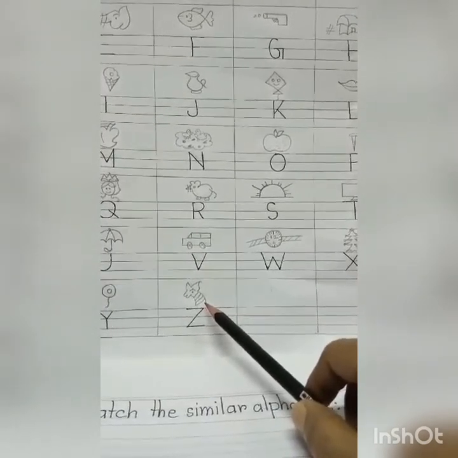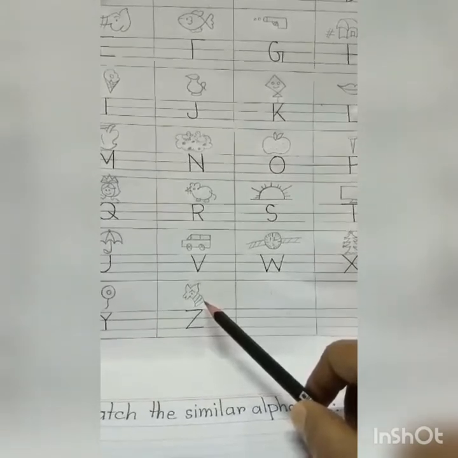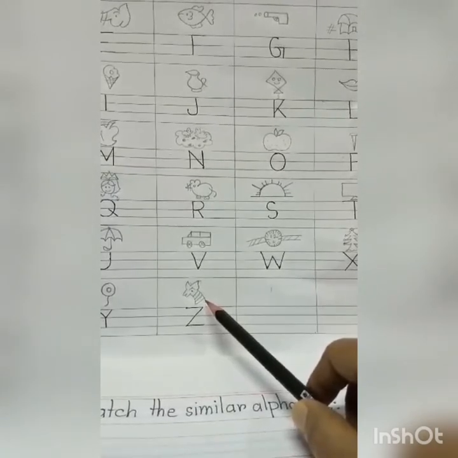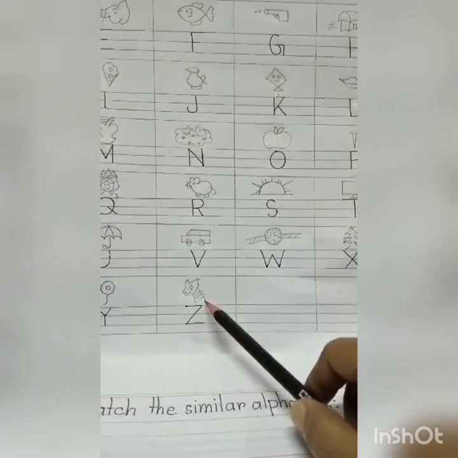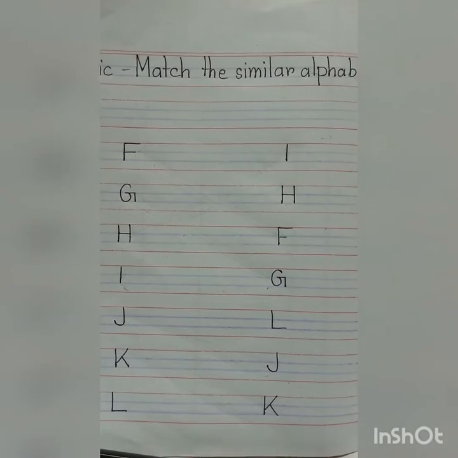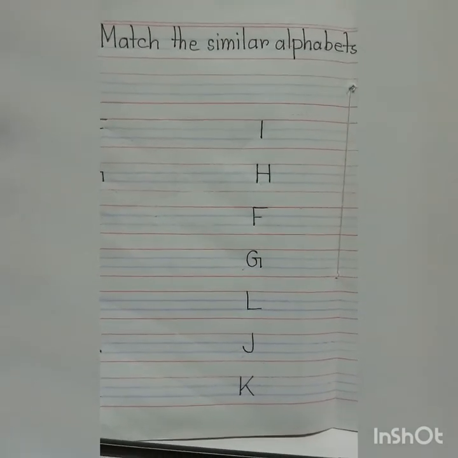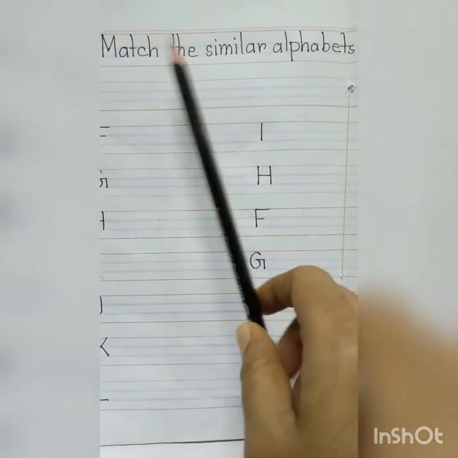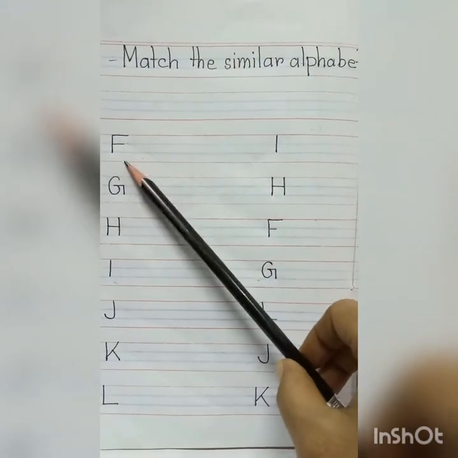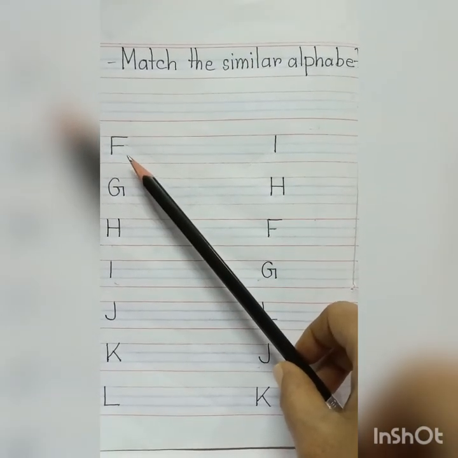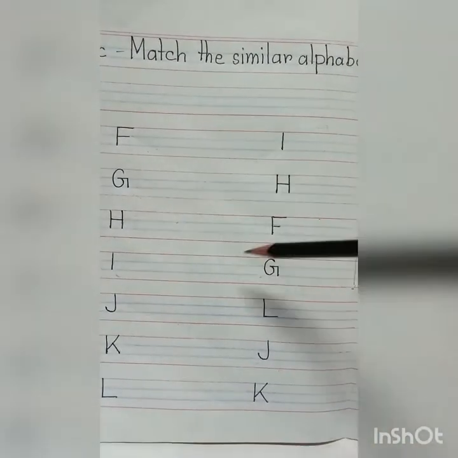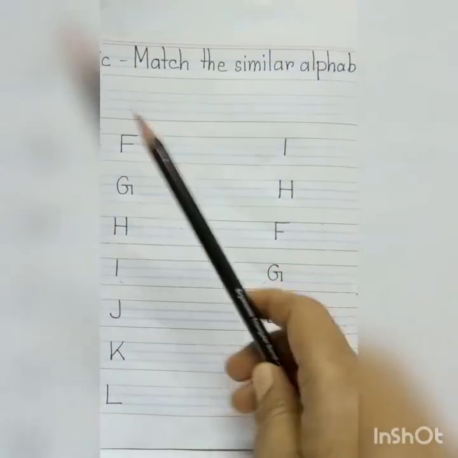Okay, my dear students, now start our topic. Today our topic is match the similar alphabets. Match the similar alphabets meaning hoche amra je letter gulo ba alphabets gulo same eki rokom dekhte shegulo hoche amra match korbo miliye dibo. Okay, everybody follow.